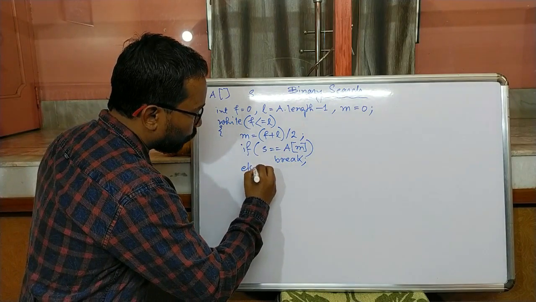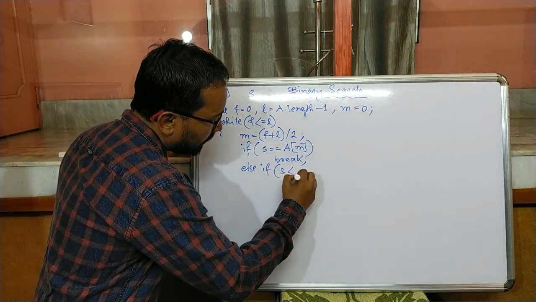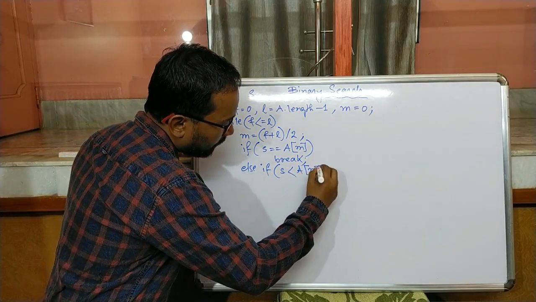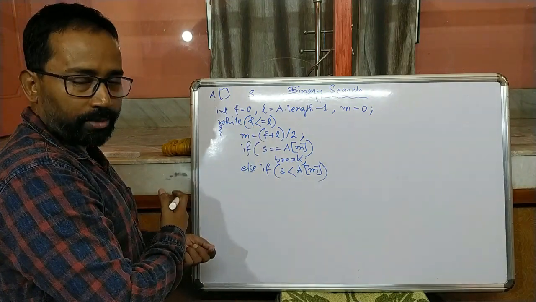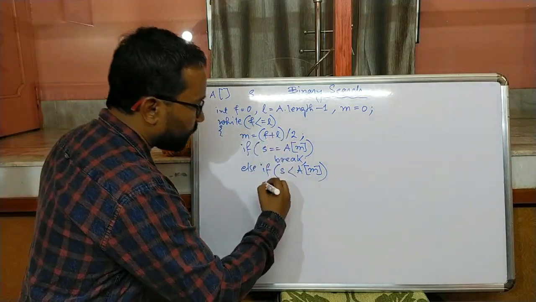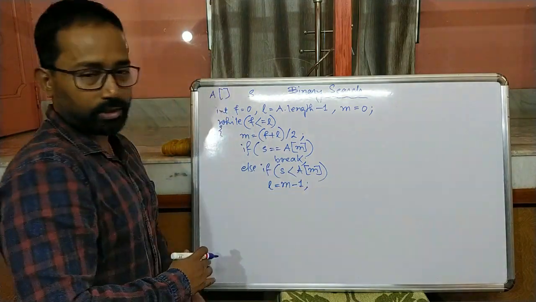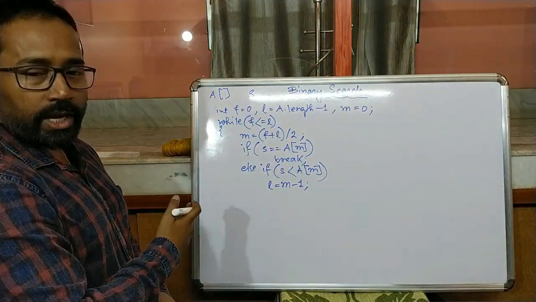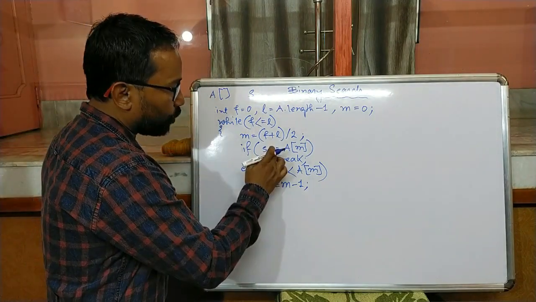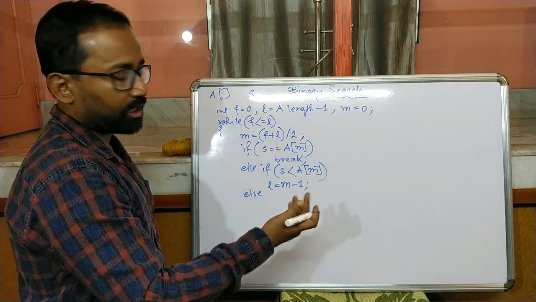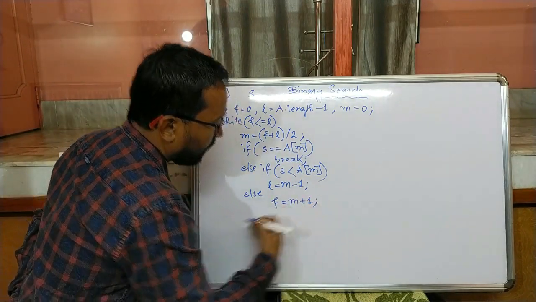Else, if it is not true, in the second case the condition was S is less than A of m. So if S is less than A of m, the value is present before the middle index, so the last index, L's value, we have to change. How? L equal to middle index minus 1. We are bringing the L index to the index before the middle index. The third case, no need to check any condition. If it is not equal and not less, it means it is greater. So here the first index we have to change to m plus 1. Over.